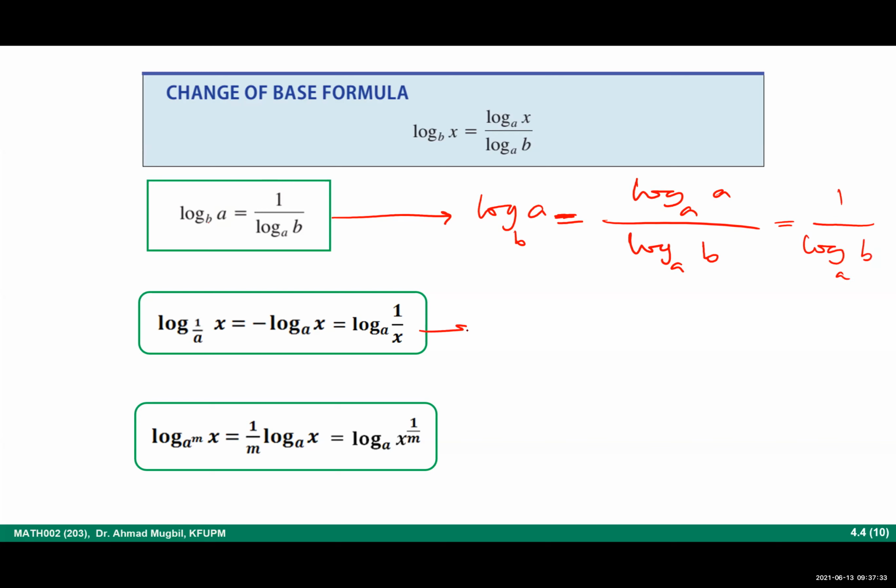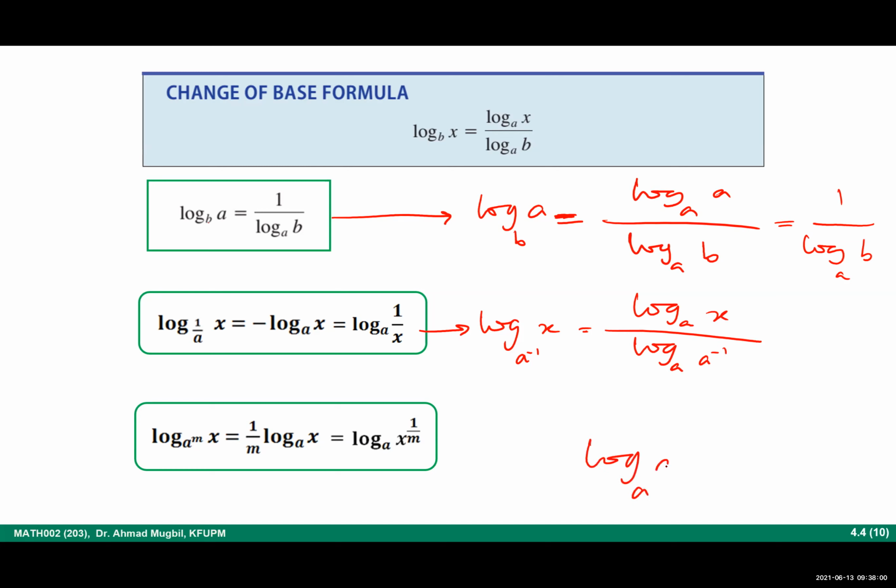Similarly here, you have log base 1 over A. What is log base 1 over A, shabab? It is log base A to the power -1 of X. We want to change the base from 1 over A to A. Now the old base will come here in the denominator. The argument stays above. Now what is log A of A to the power -1?